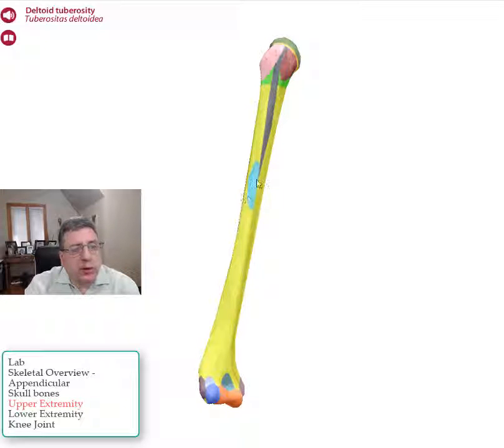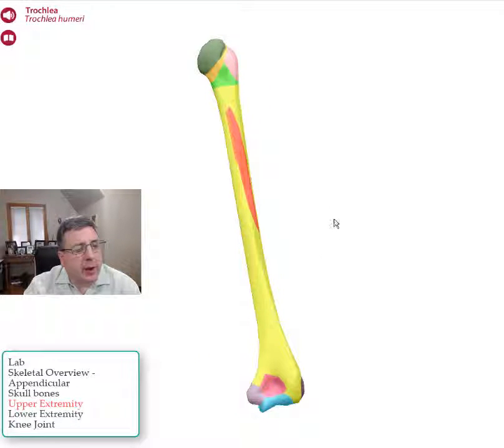A roughened surface here is the deltoid tuberosity. That is where the deltoid muscle will attach. Let's move further distally.